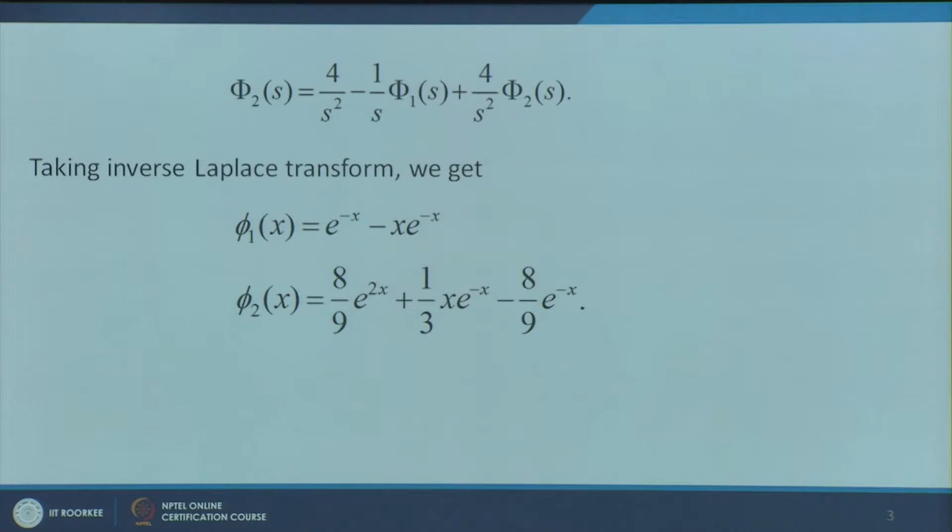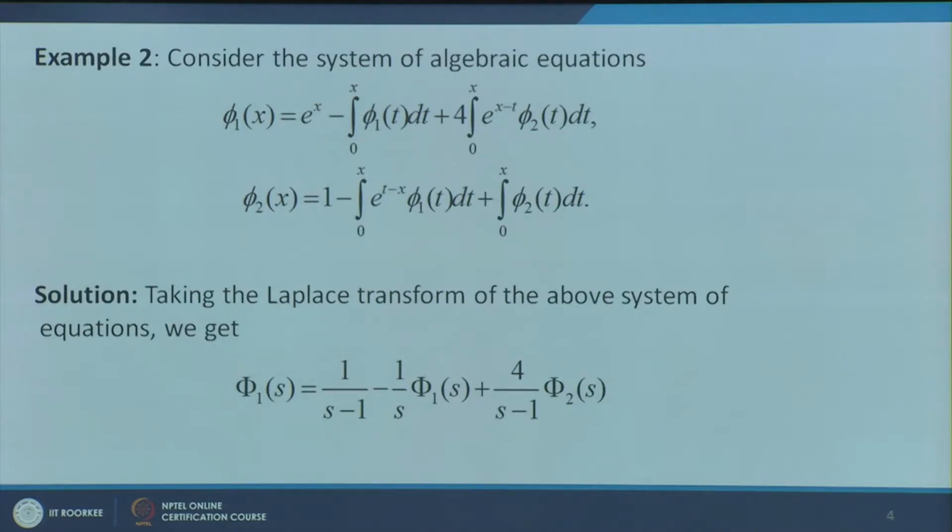After simplifying phi 1 s and phi 2 s, we will have to break them into partial fractions and then take the inverse Laplace transform of phi 1 s and phi 2 s to arrive at the solution of the given system of Volterra integral equations of second kind. So this is how we do this. Let us take another example.